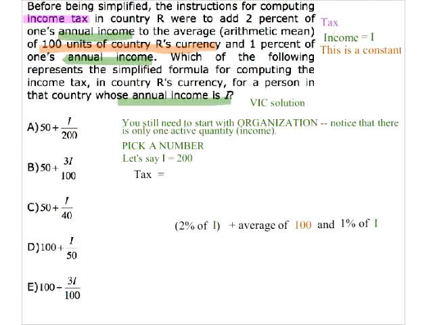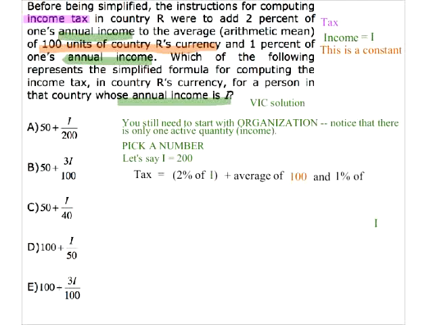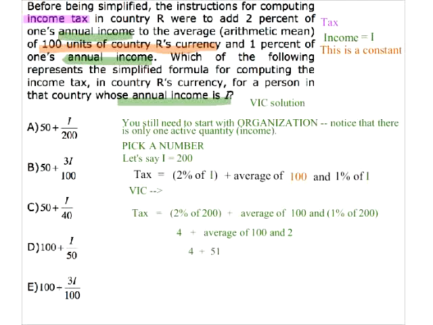So let's move that stuff up there a little bit. But now we have a number for I. I is $200, or reais or pesos or whatever it's 200 of. So with your number, when you do this Vick, you get the tax is 2% of 200 plus the average of 100 and 1% of 200. So that's 4 plus the average of 100 and 2, which is 4 plus 102 over 2, which is 51. So that's 55.